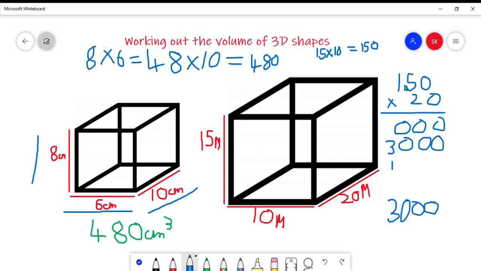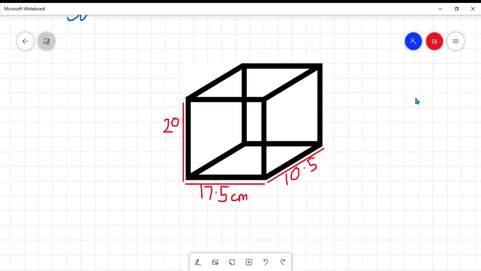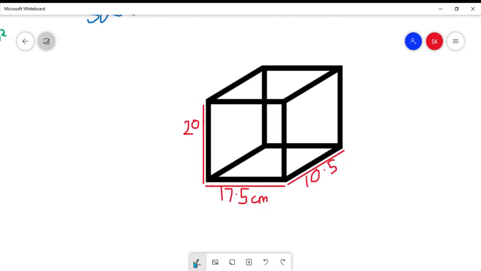Or we could have just done 15 times 2, which is 30, and add the 2 0's on. But we've got our answer, 3000 meters cubed. There. And now a final example. It's a slightly harder one since there's a couple of decimals.